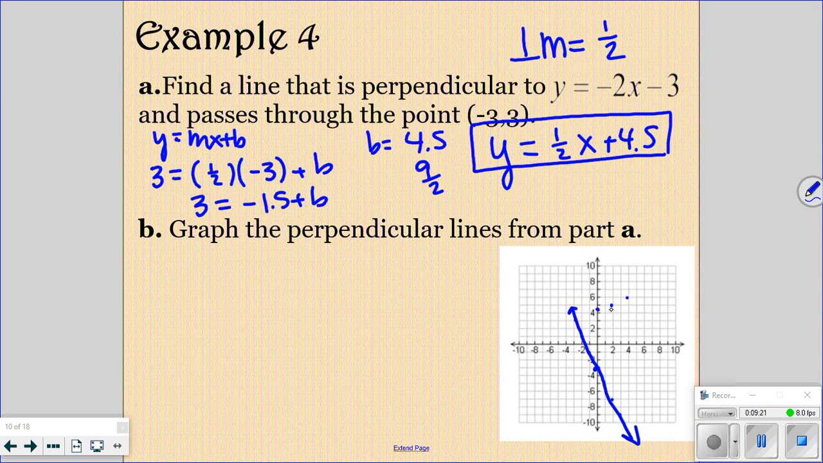Or, those aren't exactly right. We have to be in between because it's 4.5. So when we go up, we're going to be at 5.5. And then when we go up again, we're going to be at 6.5. And then we go down 1 over 2, down 1 over 2. So that would be your two perpendicular lines.